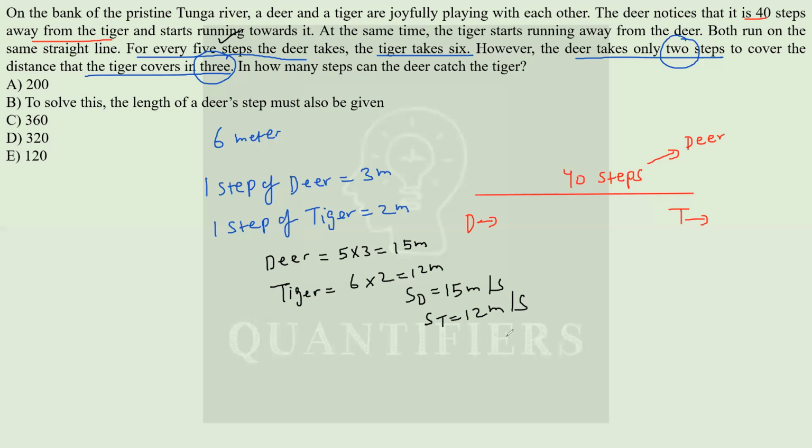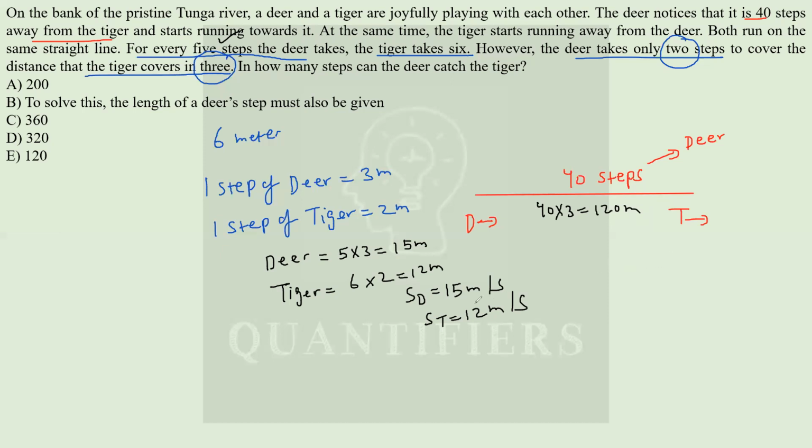Now students, it becomes a simple question of time, speed and distance. Now, first of all, let us convert this distance into meters. So 40 steps of deer will be how much? 40 into 3, 120 meters. So basically the distance is 120 meters.